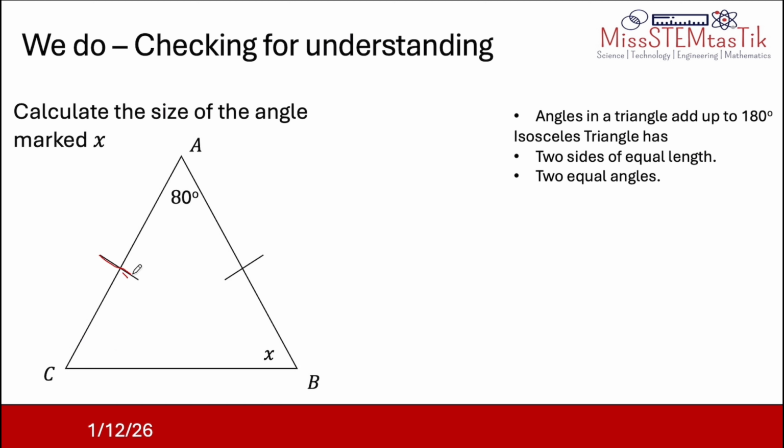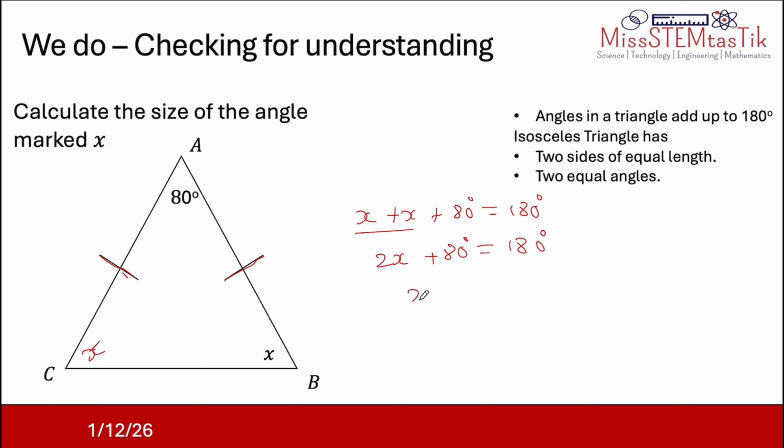An isosceles triangle has two equal sides and two equal angles. So angles C and B are both X and equal. And the sum of all three is 180. So X plus X plus 80 degrees is equal to 180 degrees. So we can just add the two X's together. That makes 2X plus 80 degrees is equal to 180.